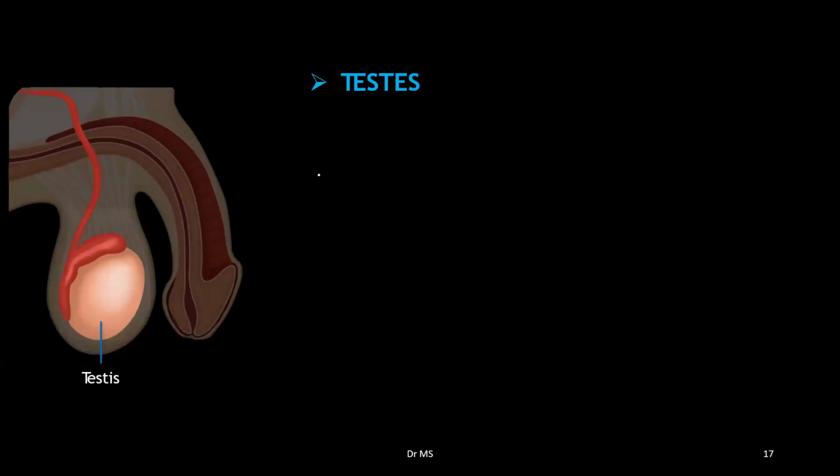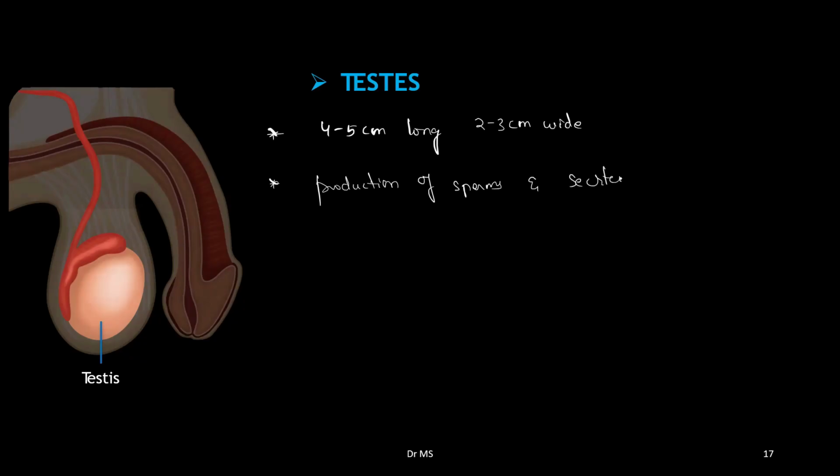Okay. So what is this testis? Let's see the anatomical features. If you see this testis, it is 4 to 5 centimeters long, which means it's very small, and 2 to 3 centimeters wide. And what is its main important role? Production of sperms and secretion of the male sex hormone, or you can say the male androgen.